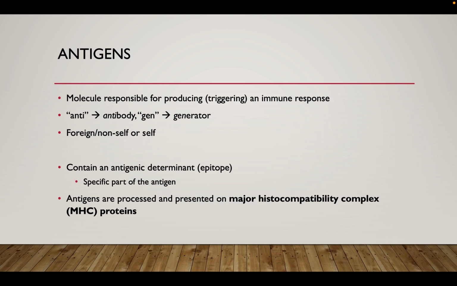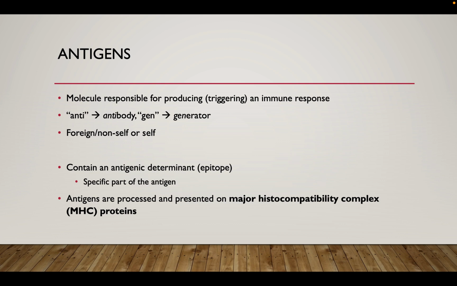Now, on the surface of an antigen, there is a very specific point that is called an antigenic determinant, and this is also referred to as the epitope. It's a smaller component of an antigen, and it is actually what our immune system recognizes and responds to. So the whole molecule generally is referred to as an antigen, and then the specific part on that antigen is going to be the epitope. Okay.